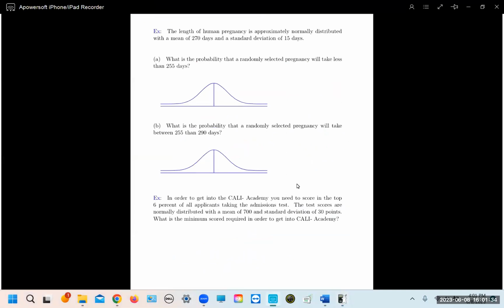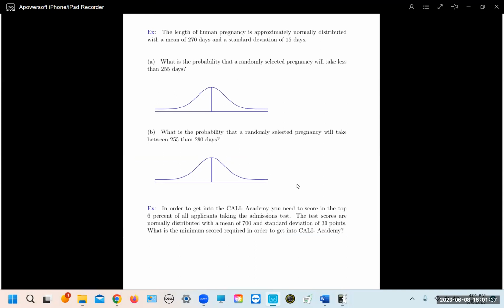So in here, another example, the length of human pregnancy is approximately normally distributed with the mean 270 days and the standard deviation 15 days. So we know this one, 270, is approximately 9 months. And this one is sigma, so this one is 15.